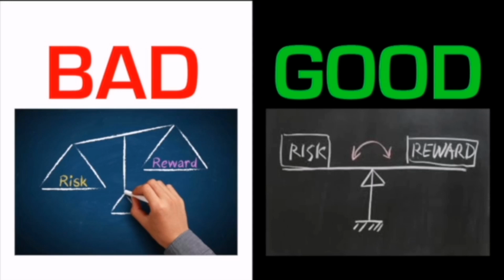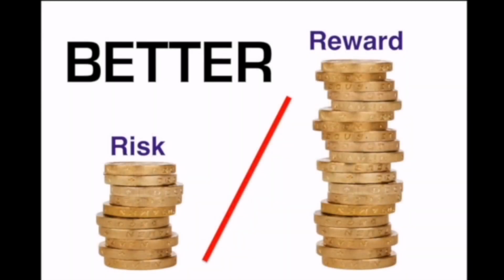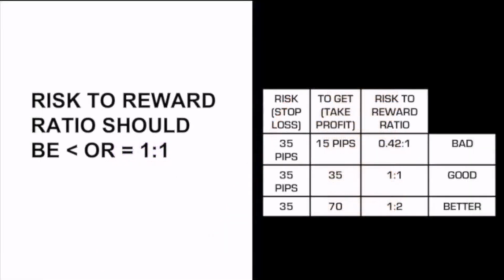All right, what you at least want is, if it's going to cost me 10 pips or $10 to get in, I at least got to be making $10 or more. Now, you can see this would obviously be better. The best situation you could get into is having a very low risk and very high reward. That would be amazing. So here's an example of a risk to reward ratio. It should always be greater than or equal to 1-to-1.